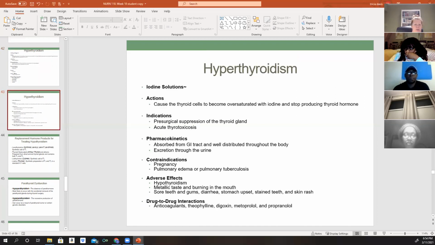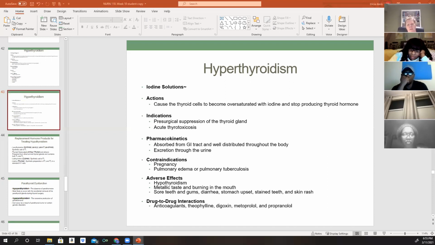All right, so we can also treat with iodine solutions. We said that sometimes patients don't have enough iodine in their body, so it can cause the thyroid cells to become oversaturated with iodine and stop producing the thyroid hormone. So if they didn't have enough iodine, it would be hypothyroidism. If they have too much, it would be hyperthyroidism.